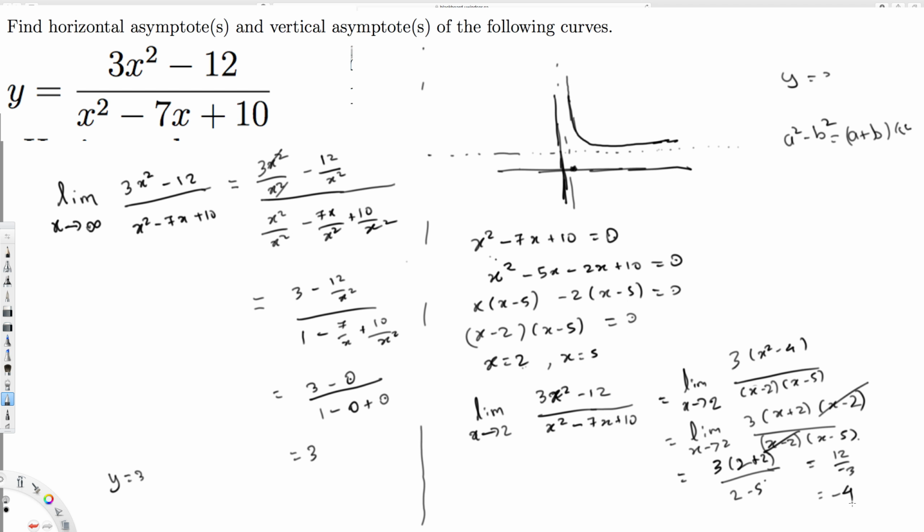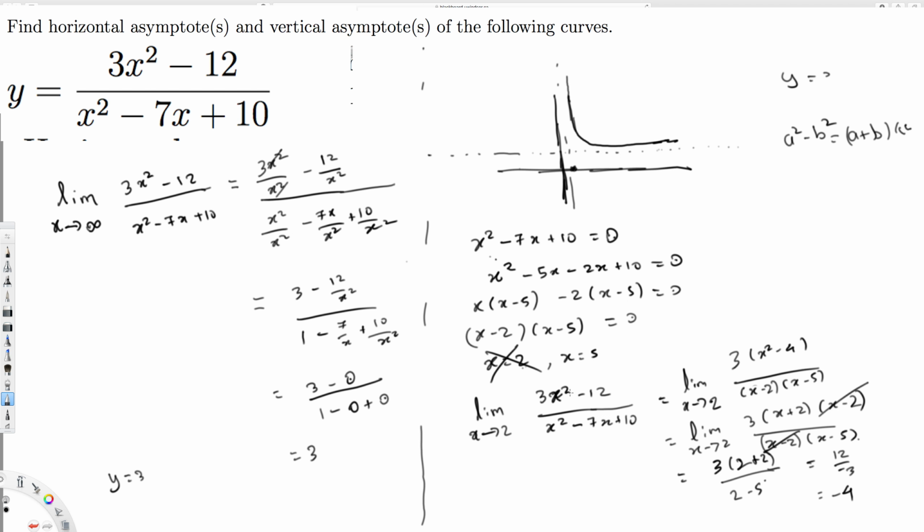I'm getting minus 4. Therefore, this is not a vertical asymptote, because I told you already, if a certain number is a vertical asymptote, at that point y should reach infinity. But in this case, the answer is minus 4. It means when x is equal to 2, y is reaching minus 4. So this is not a vertical asymptote. So x equal to 2 is not a vertical asymptote.